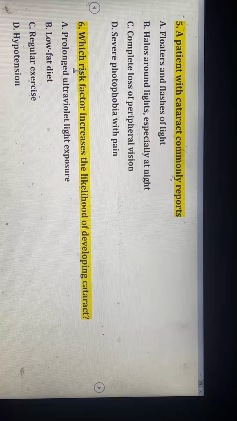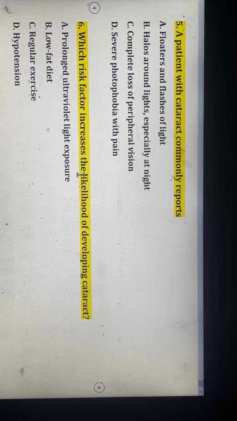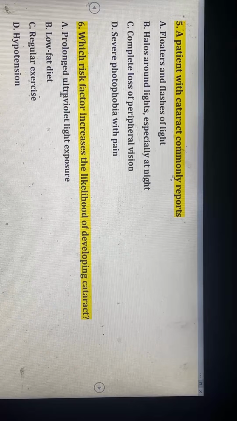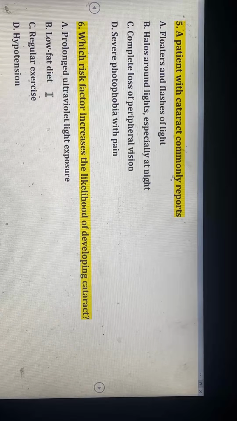Now number 6. Which risk factor increases the likelihood of developing cataract? A. Prolonged ultraviolet light exposure, B. Low fat diet, C. Regular exercise.